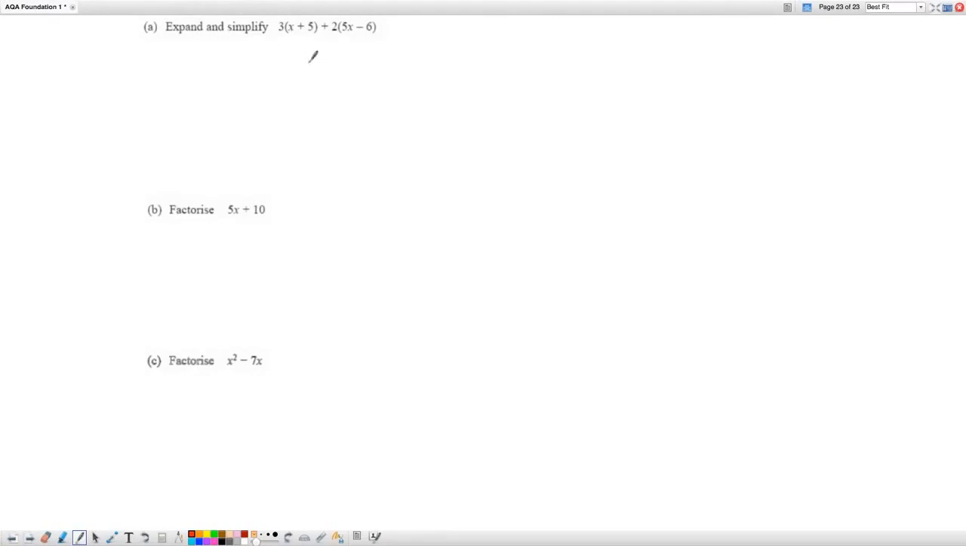Here we have 2 brackets. First we must expand and then simplify. 3 times x is 3x. 3 times 5 is 15. Moving on now to our second bracket. 2 times 5x is 10x. 2 times negative 6 is negative 12. Be careful here now of the negative when we simplify.